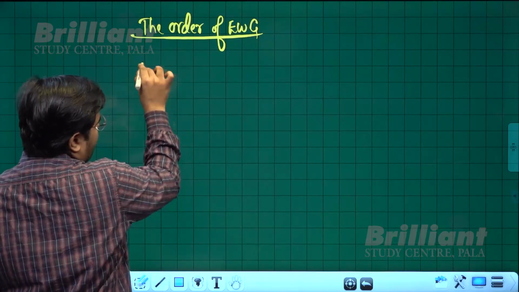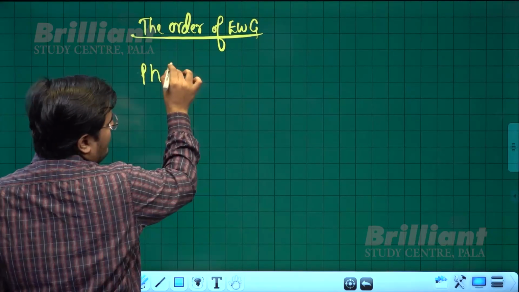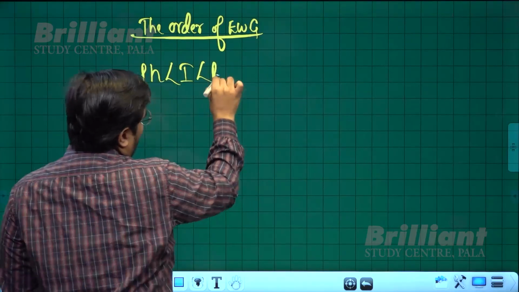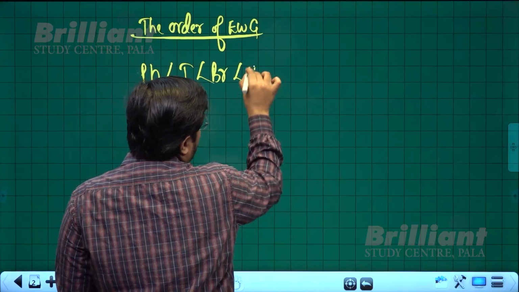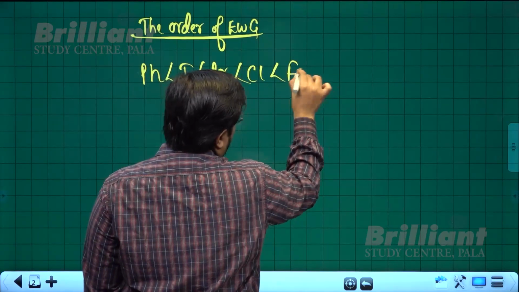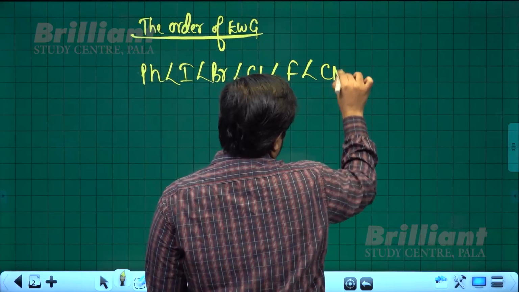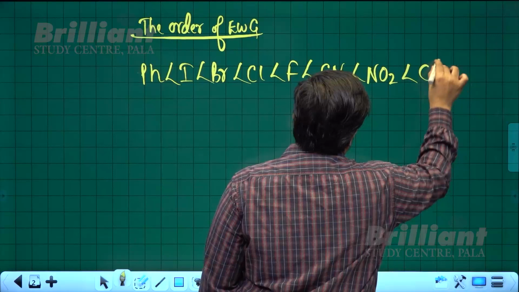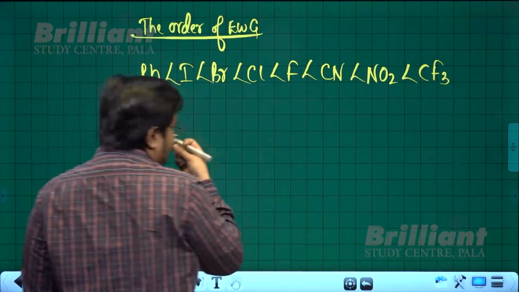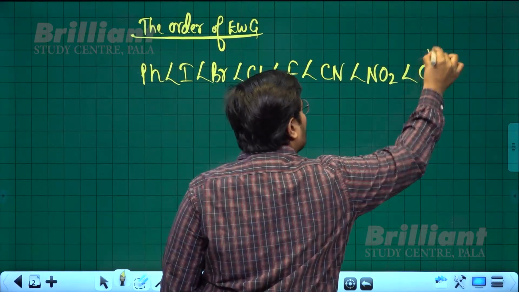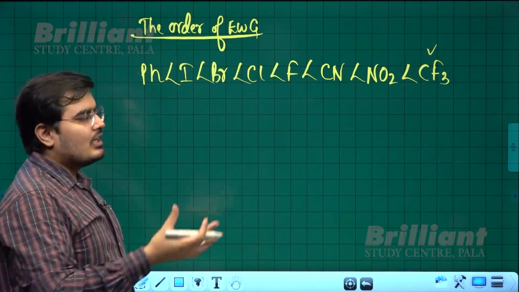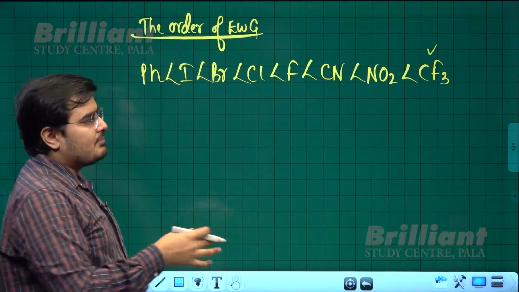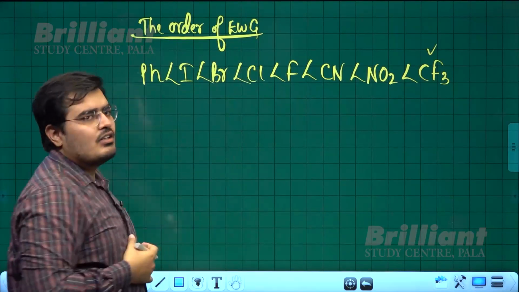So in this case we have a phenyl ring, then more than phenyl you have iodine, bromine, chlorine, fluorine, CN, NO2 and CF3. So if these are present as the substituent, then the acidity will be more with CF3 as a substituent compared to nitro, which will be more than CN. When CN is present as a substituent, then it will be more acidic than fluoro.